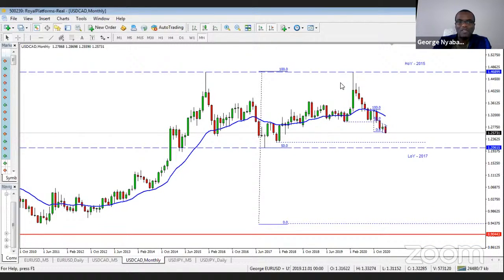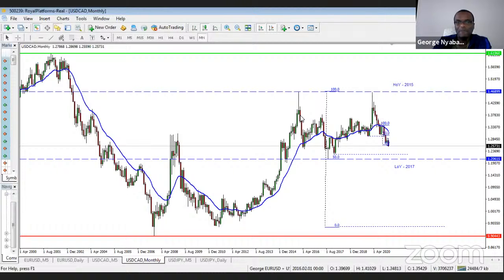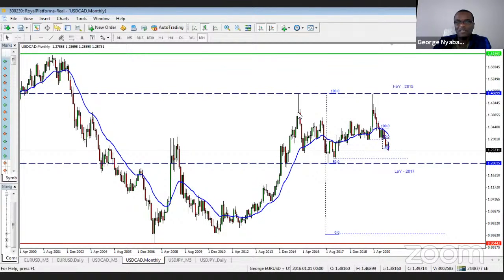Okay, so there's this trading range that's been with us since 2015. That level there is the high of 2015, so that's the level we're supposed to watch. And the low of this range is the low of the year 2017.